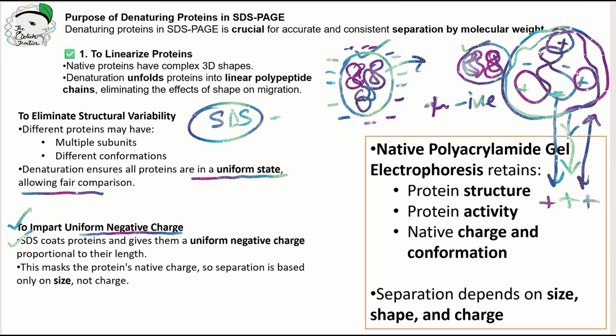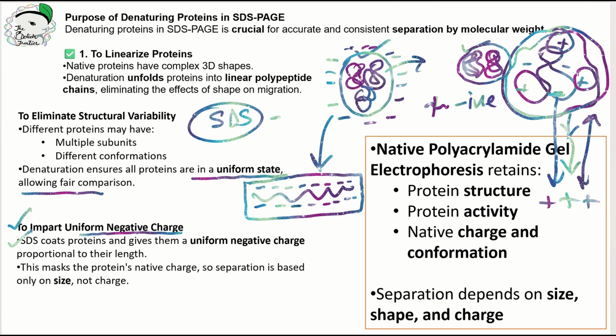If we convert the 3D form of the protein into a linear form and then treat it with SDS, then SDS coats the protein throughout and gives it a uniform negative charge that is proportional to its length. This masks the protein's own charge. So separation is based only on size, not on charge. Here again we eliminate the chances of charge variation.